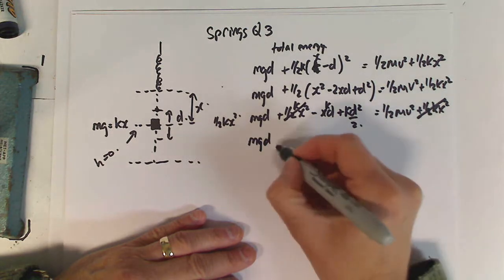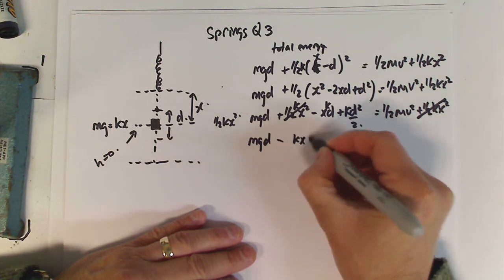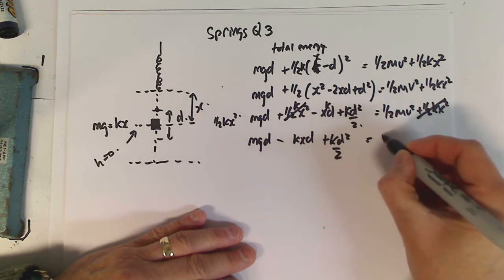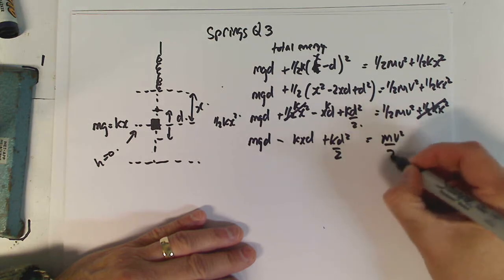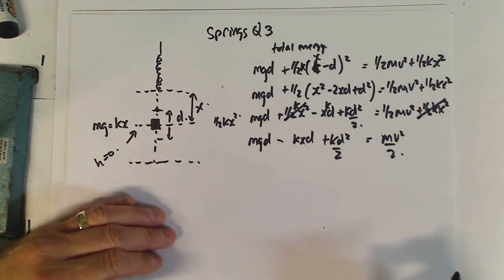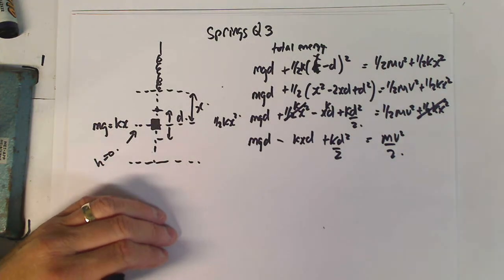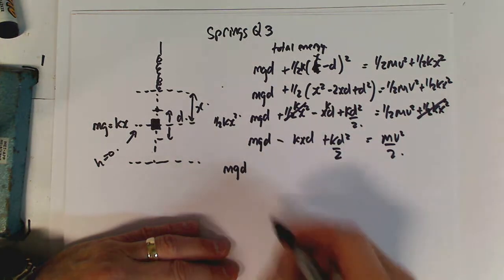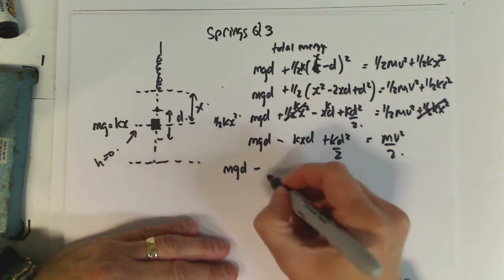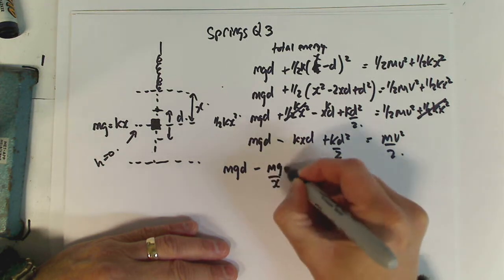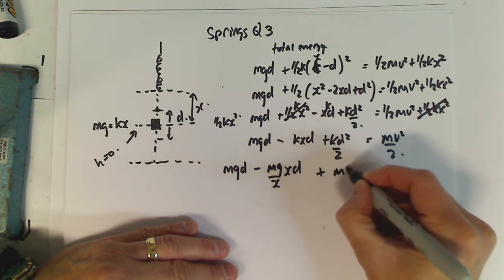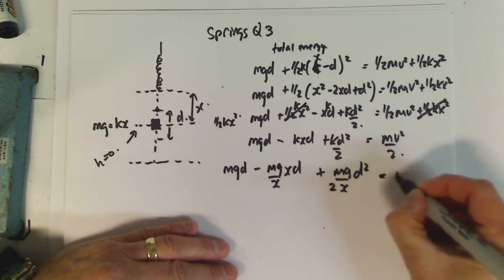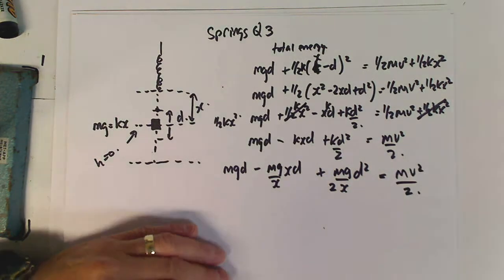mgd minus kxd plus kd squared over 2 equals mv squared over 2. Getting closer here. We're going to have to obviously do some substitutions with the k's, and that should hopefully sort everything out. We'll be able to get rid of the m's. mgd minus k, which is mg over x, mg over x, xd plus mg over x, d squared, and let's not forget the d, equals mv squared over 2.